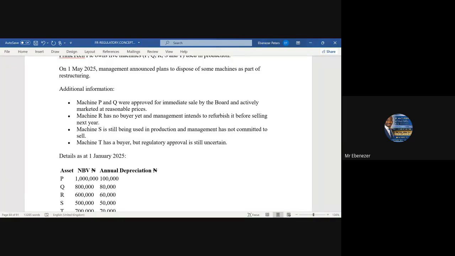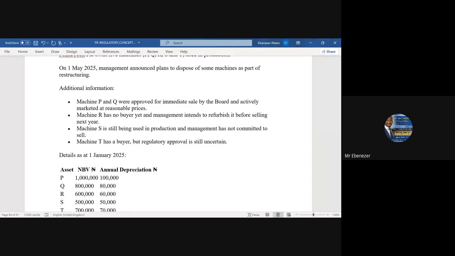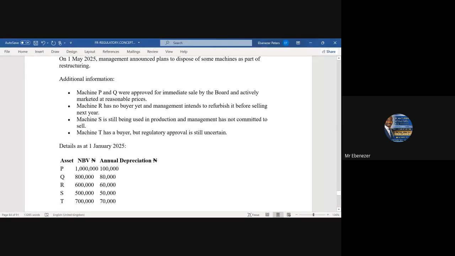Machine R has no buyer yet, and management intends to refurbish it before selling it next year. Machine S is still being used in production, and management have not committed to sell it. Machine T has a buyer, but regulatory approval is still uncertain. Details are as at 1st of January 2025.